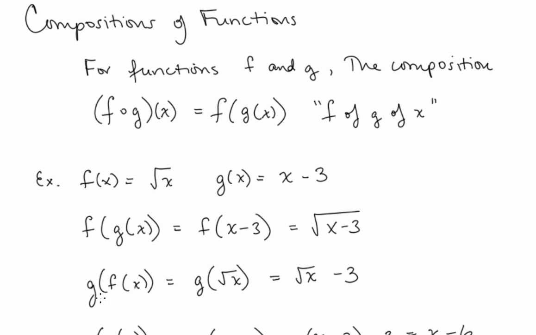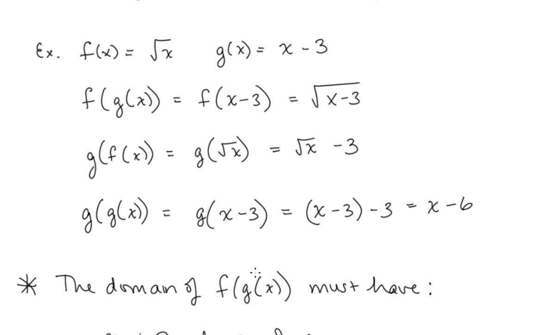And g of f of x is g of radical x. So we're taking radical x and then subtracting 3. So this is radical x minus 3. And another example, g of g of x takes g and plugs it into itself. So we're taking g of x minus 3. So that's x minus 3 minus 3. So that simplifies to x minus 6.